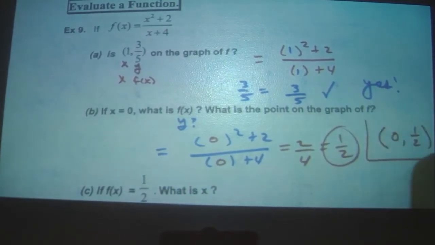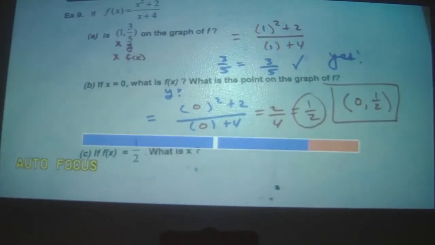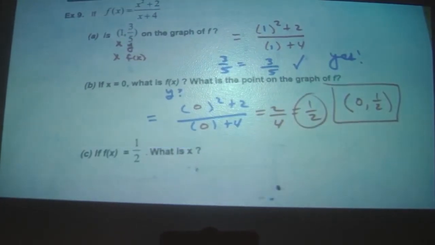Now, that is a special point. Does anybody know what that point is? Very special point on the graph. What do you guys know that point is? Anna, Shaylee, Faith, Hunter, Emily, Natalie. What's that point? Very special point in the graph when x is 0. What did you just find?